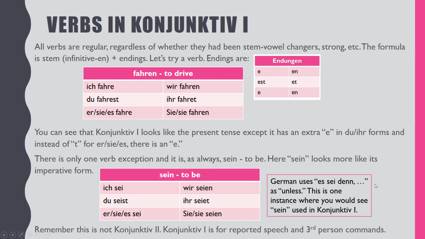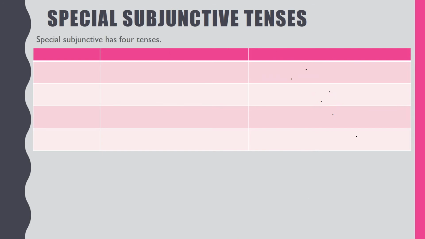Remember, this is not Konjunktiv II. Konjunktiv I is for reported speech and third-person commands. Special subjunctive has 4 tenses. We're going to go through each tense and use examples for both English and German. For present tense, we have she says that she buys books, or she says that she is rich.